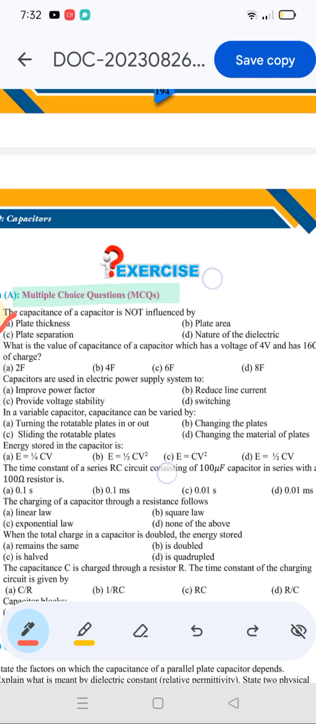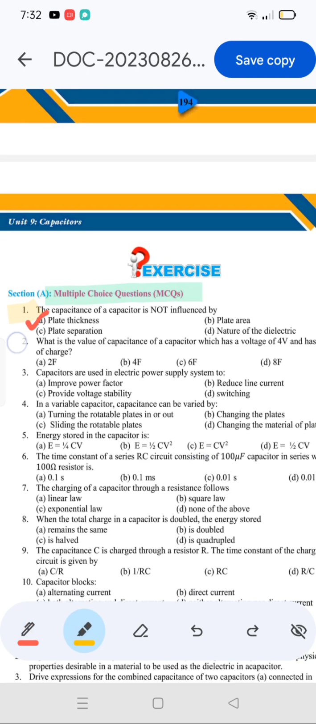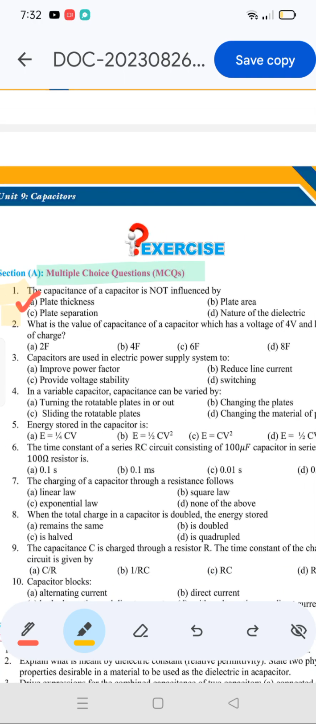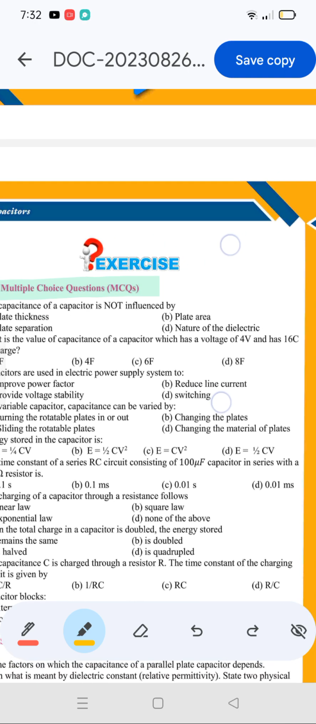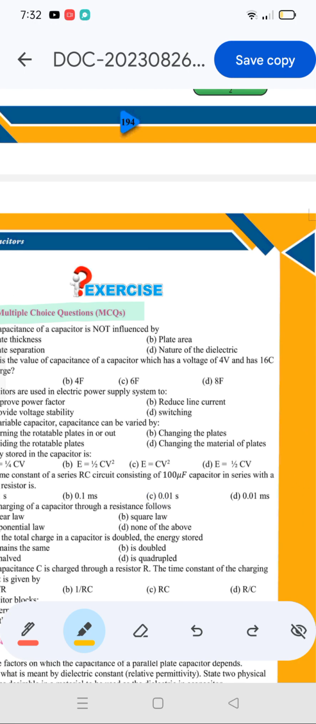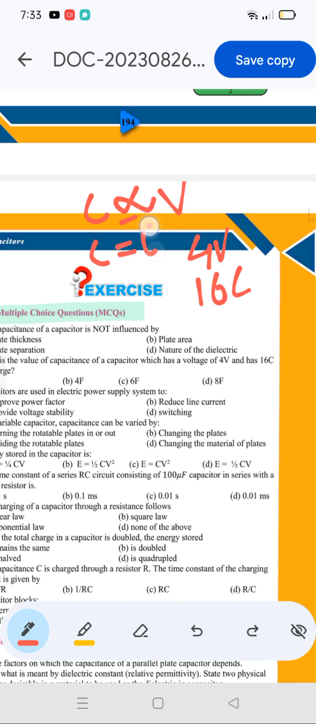In the second question, they are asking us to find the capacitance of a capacitor which has a voltage of 4 volt and a charge of 16 coulomb. So 4 volt they have given us, and the charge is 16 coulomb. We need to find the capacitance of the capacitor, and there we have already derived the equation. The charge stored on the plate of the capacitor is directly proportional to the voltage provided to it. When we remove the proportionality sign, we get Q is equal to CV.